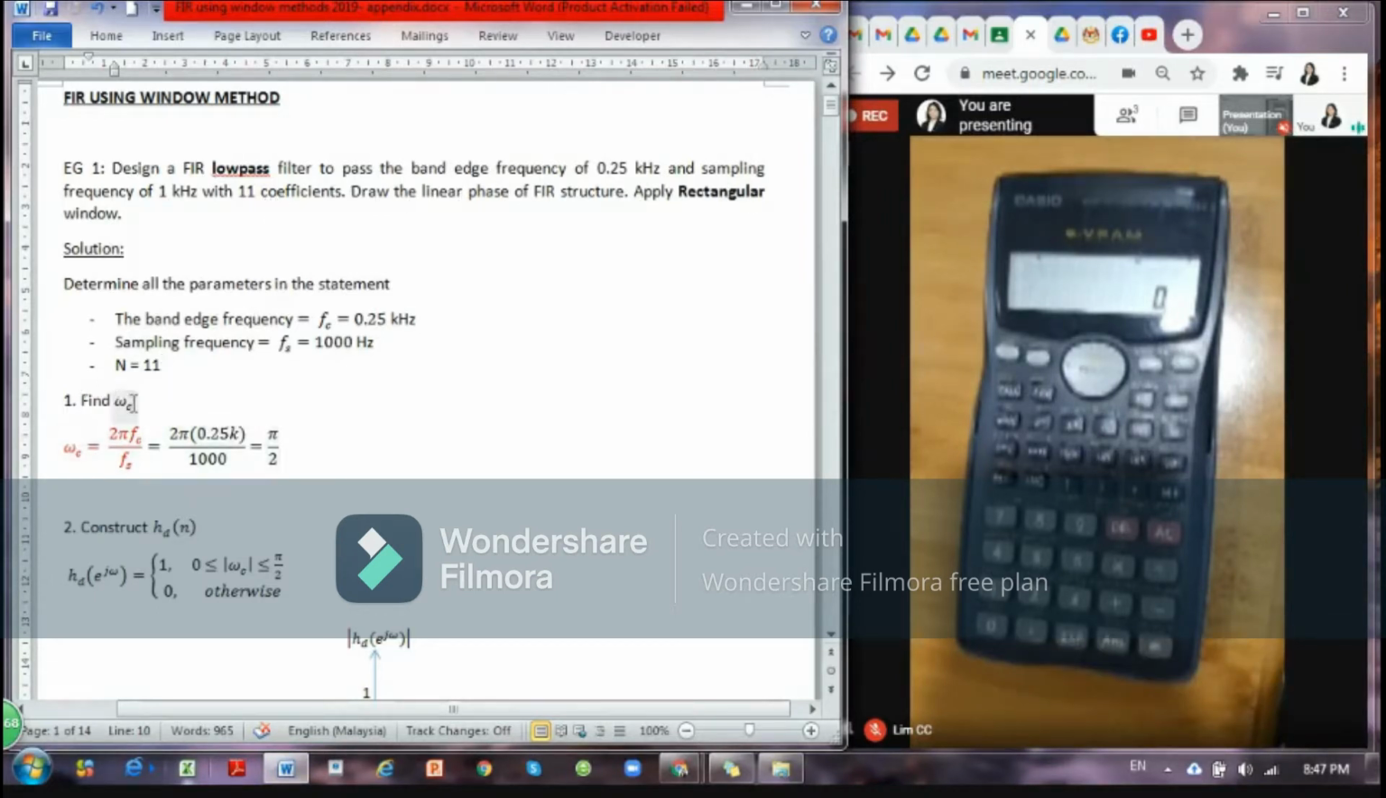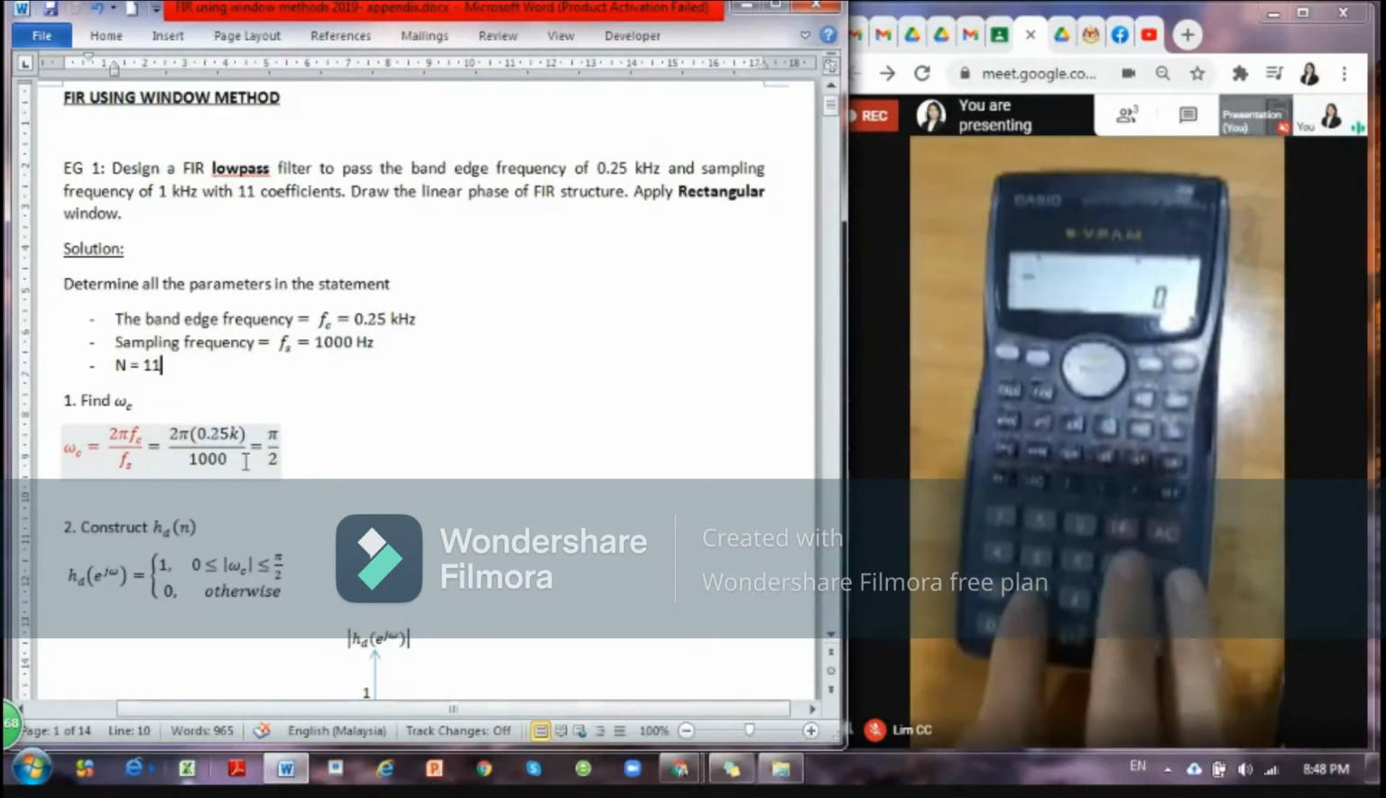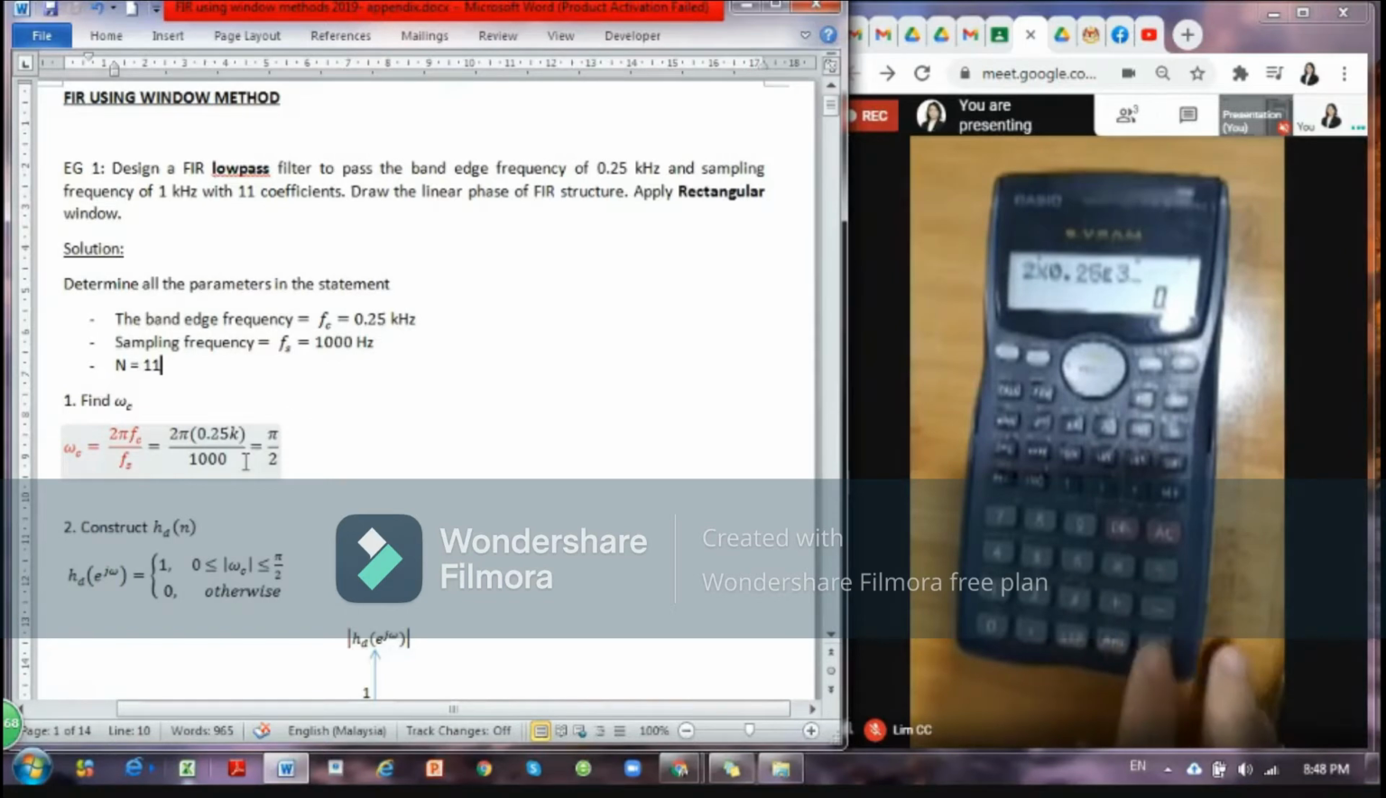First step, we have to find our omega c, which is our cut-off frequency. Omega c equals 2 pi Fc divided by Fs. Our band edge frequency Fc is 0.25, so 2 pi times 0.25 kilohertz divided by 1000 hertz. We put it in our calculator: 2 multiply 0.25 exponential of 3, then divide by 1000. So we get 0.5 pi, so pi divided by 2.